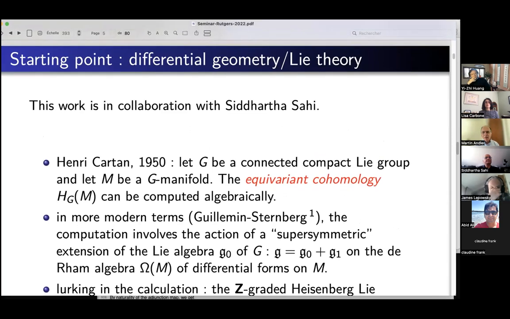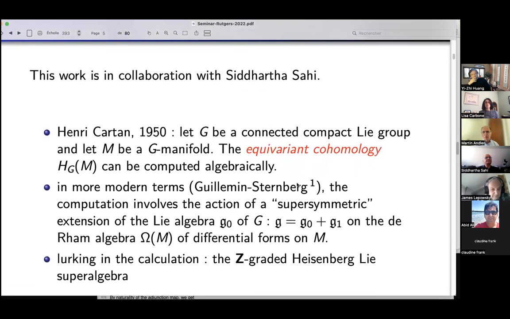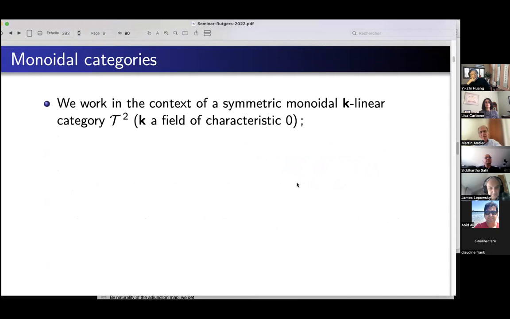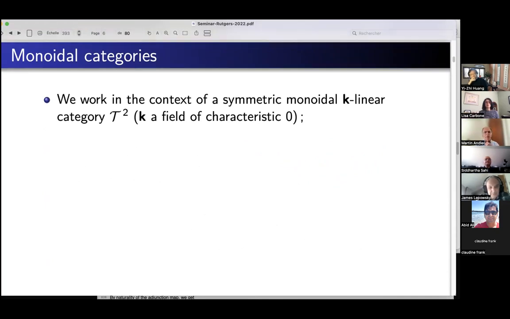So, and lurking in the calculation is the Z-graded Heisenberg-Lie superalgebra, and we will see how it comes in this computation. So, what we are trying to do, hopefully we somewhat succeeded, is that we were working in the context of a symmetric monoidal k-linear category T. The two is a footnote giving references, and k is a field of characteristic zero.